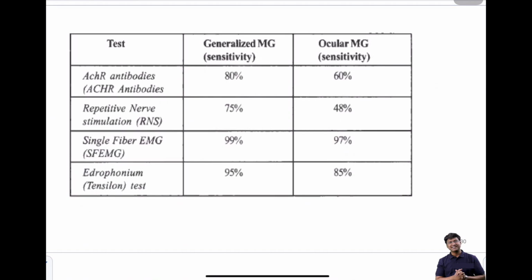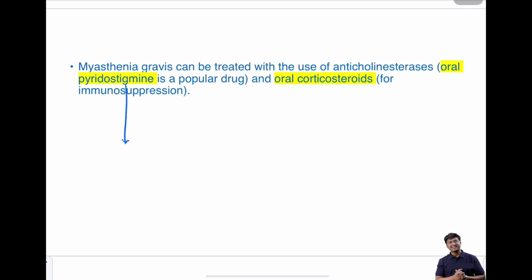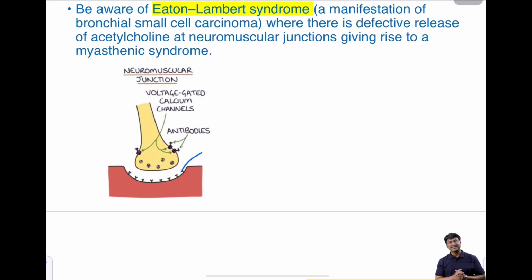Then coming to the investigations. We have the acetylcholine receptor antibody test, repetitive nerve stimulation test, single fiber electromyography, and edrophonium test. But what is the investigation of choice in myasthenia gravis? The investigation of choice is single fiber electromyography. Then coming to the drug of choice: in case of mild myasthenia gravis, pyridostigmine is the drug of choice, whereas in case of moderate to severe myasthenia gravis, the drug of choice will be corticosteroids. So this is a neuromuscular junction disorder where the antibodies are formed against the acetylcholine receptors in myasthenia gravis.